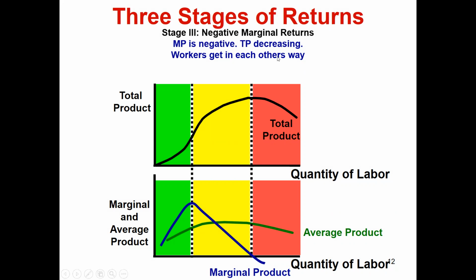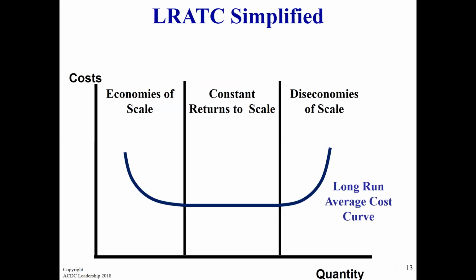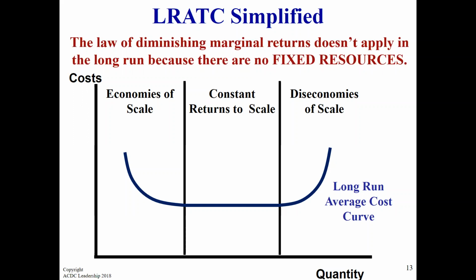All right. In the long run, you have economies of scale in the LRATC. This is the long run average total cost curve. So you have economies of scale, which is output is increasing, average total cost is decreasing. And that's going on because you could buy in bulk, you could have specialization and things like that.